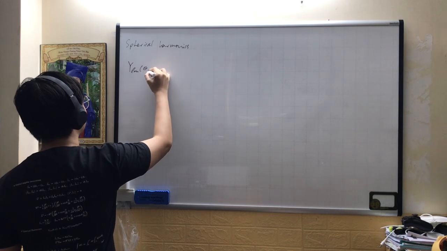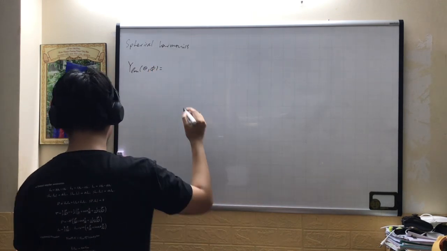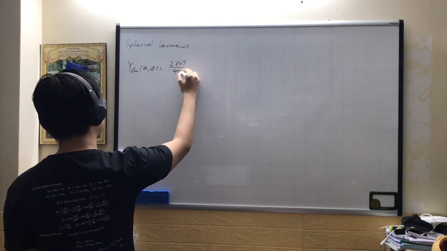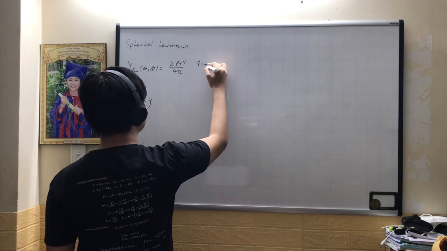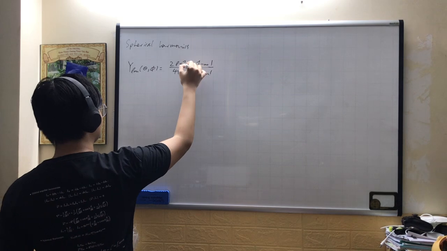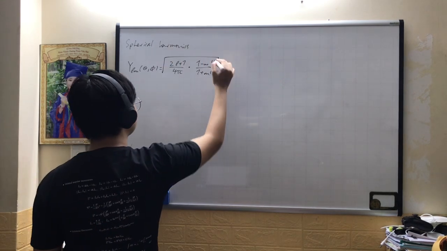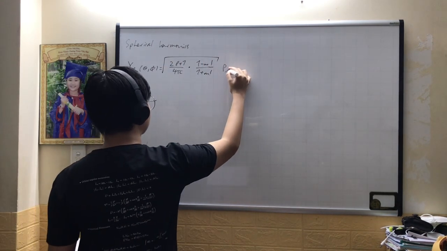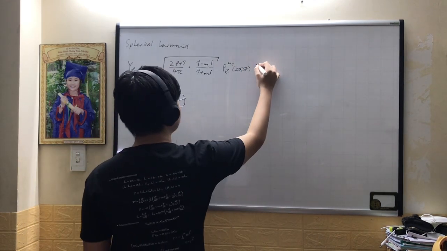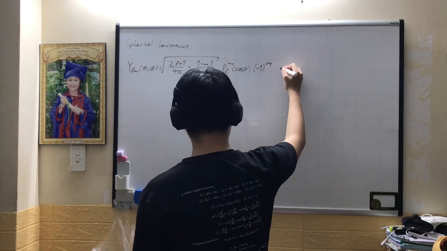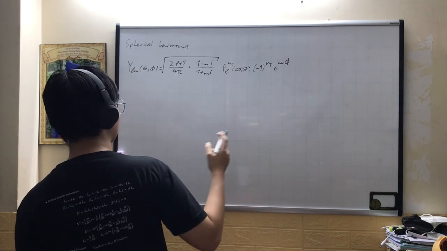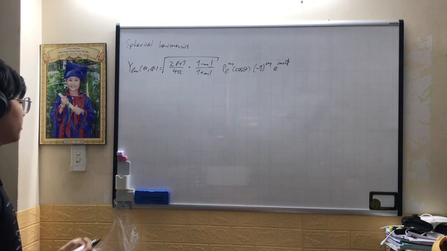Y_L^m(theta, phi). This is 2L plus 1, over 4 pi, times (L minus m) factorial over (L plus m) factorial, both of these factorial. This is times the root of this entire thing, times your Legendre polynomial, and e^(i m phi). So that is the formula to calculate your spherical harmonic.